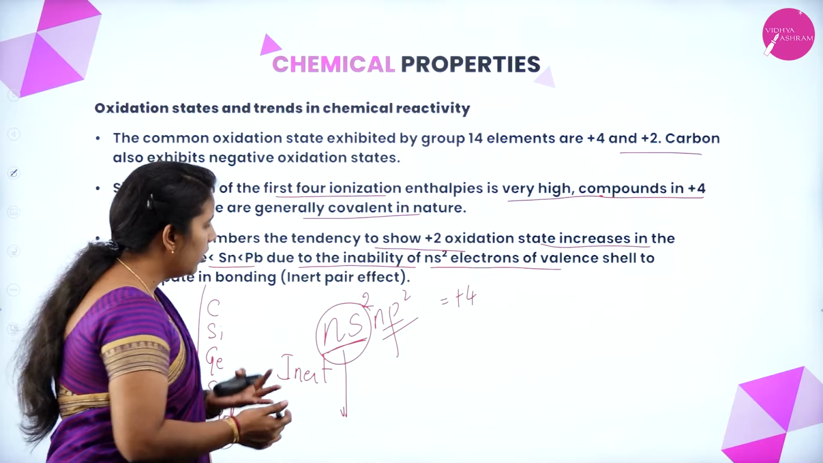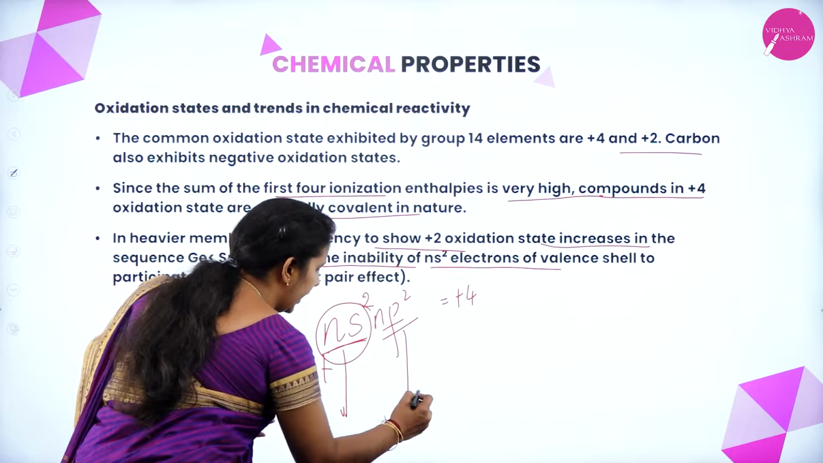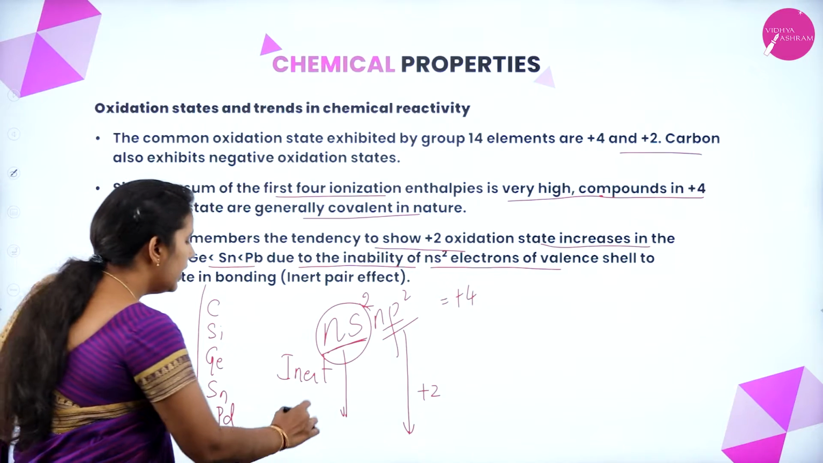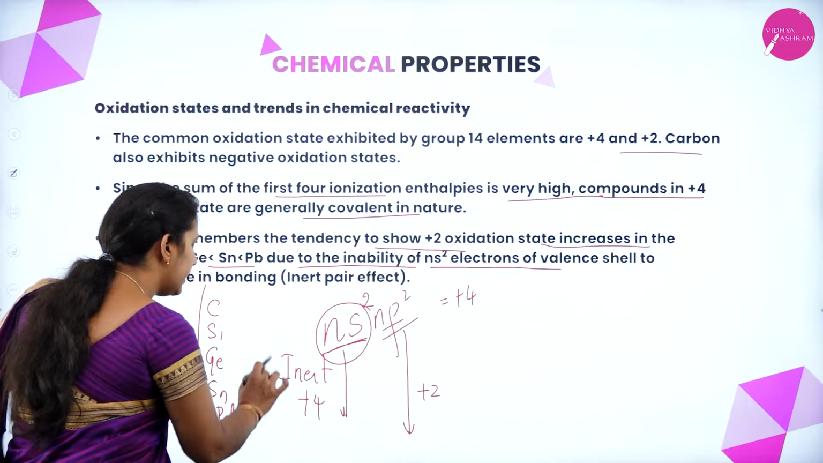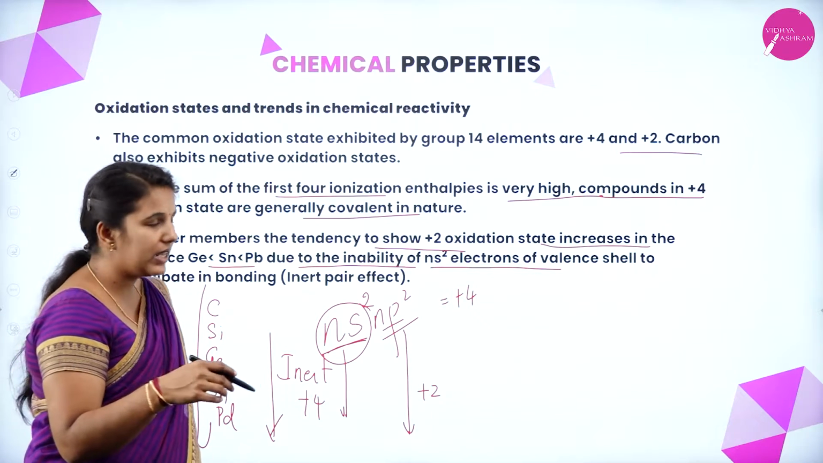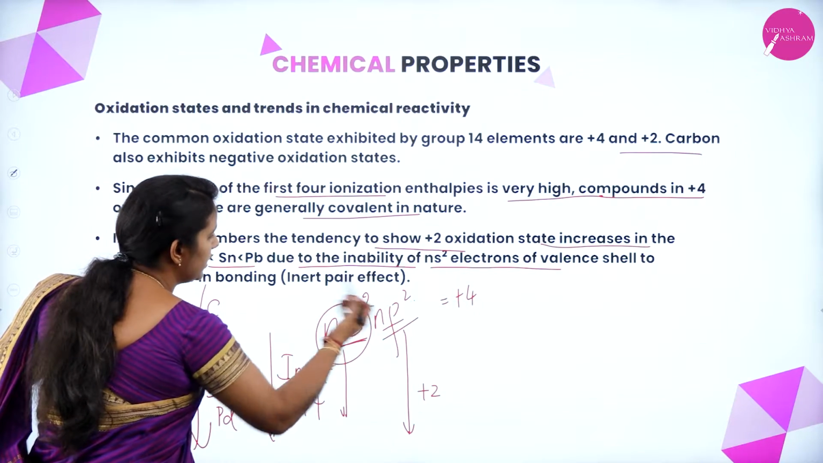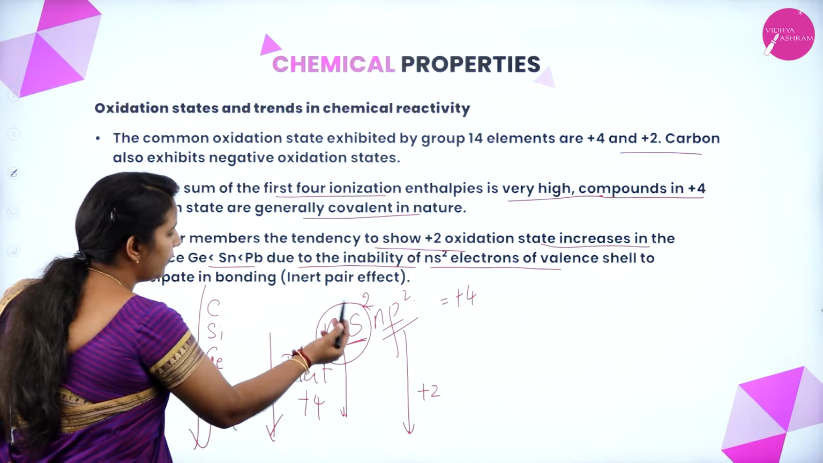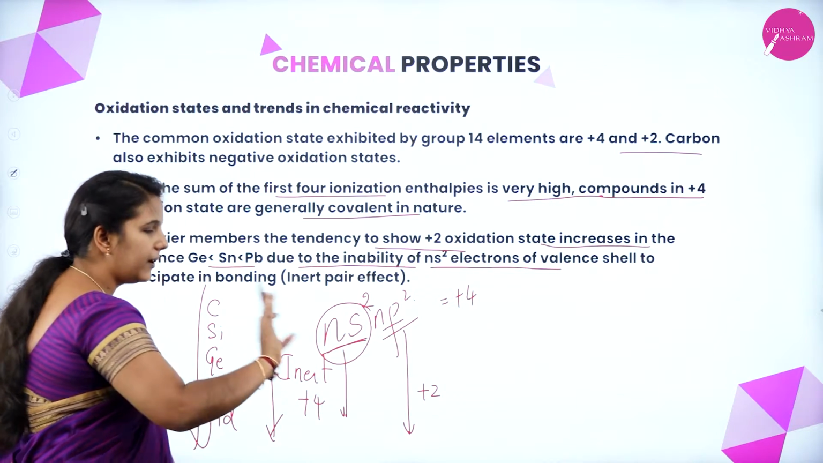Due to this, the +2 oxidation state increases as we move down the group. The +4 oxidation state decreases as we move down the group. Why does it decrease? If you count these 2 electrons, it becomes +4. And as we move down the group, what will happen to the s orbital? It completely becomes inert.